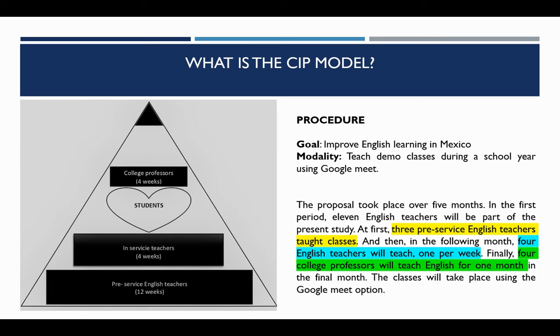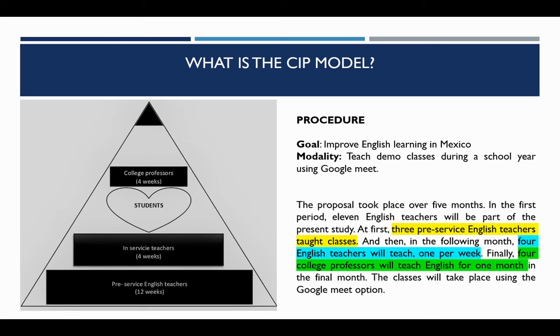Okay, moving on to what is the CIP model. The CIP model is an abbreviation that stands for college professors, in-service teachers, and pre-service English teachers. As you can see, we used one letter each for college, in, and pre to make the abbreviation. The goal in this case will be to improve English learning in Mexico. The modality will be to teach demo classes during the school year using Google Meet.